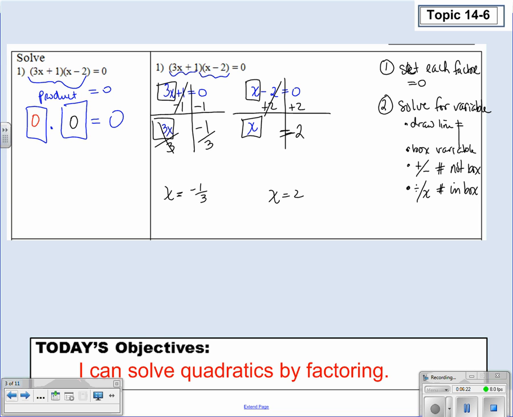So in order for this to be a true statement, x has to be either negative 1/3 or x has to be a 2. I'm going to show you briefly how that works. I'm going to use the 2. If x is a 2, we get 3 times 2 plus 1, so that is 7. And then we also get 2 minus 2, that's 0. So 7 times 0 does equal 0.